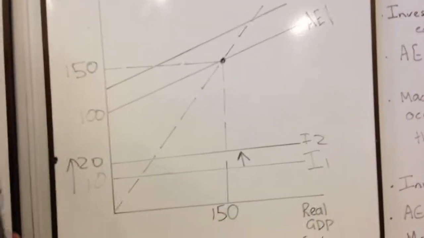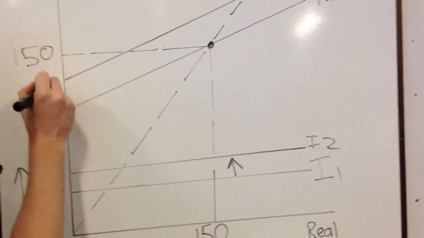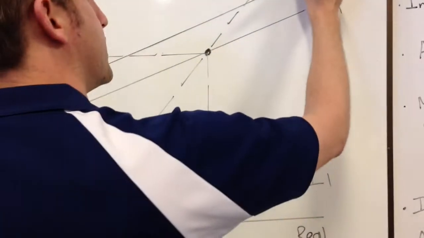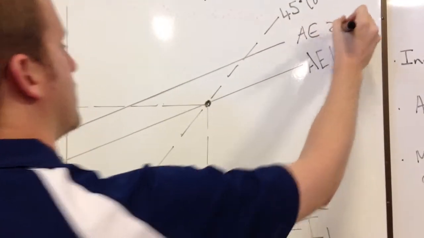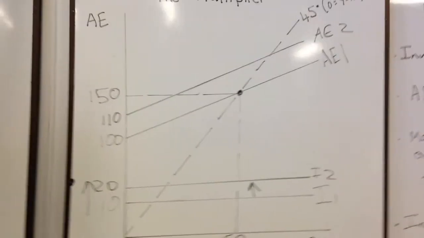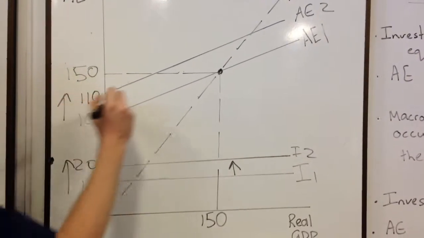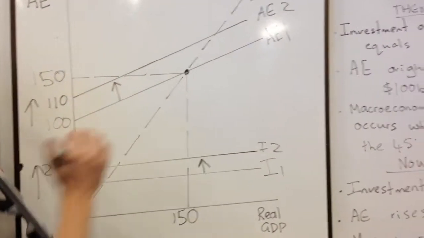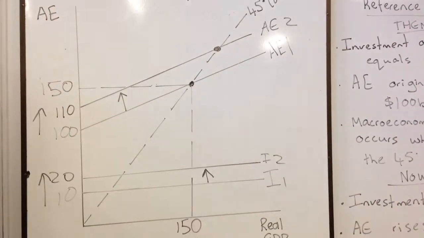And that will now become 110. So that is now AE2. Just again use an arrow to annotate our diagram. And we now have a new macroeconomic equilibrium.